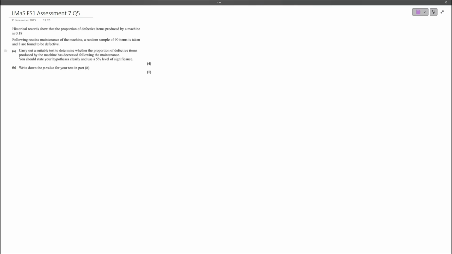So part A, our null hypothesis is going to be that the proportion has stayed the same, 0.18. Our alternative hypothesis is going to be that the proportion is now smaller than 0.18. So we're going to assume the null hypothesis is true. So X is distributed binomial, and we're taking a sample of 90 items with probability of success 0.18.